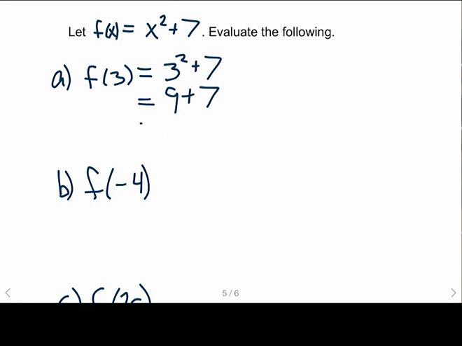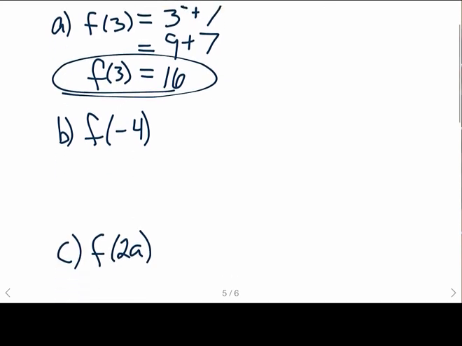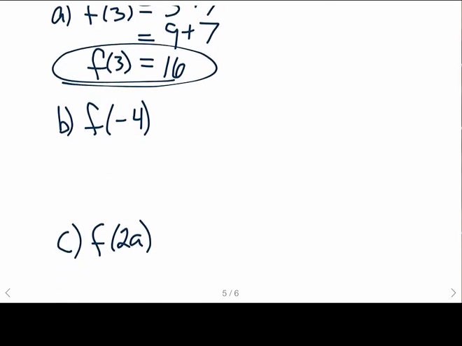And so we would say f of 3 is equal to 16. Next, we're asked to evaluate f of -4. It's the same rule. So (-4) squared plus 7.